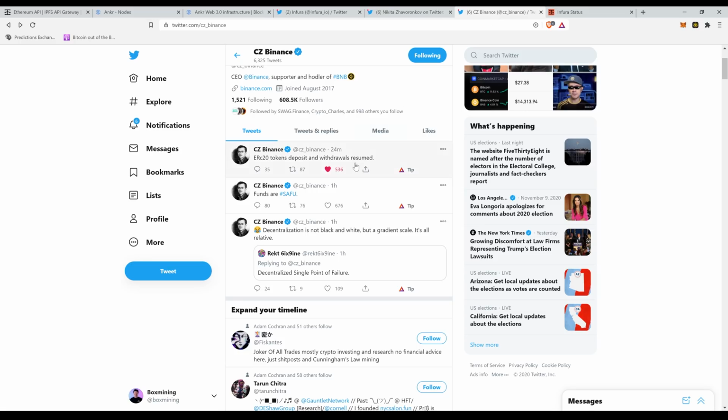So overall, I think it's not a big deal. I think people freaked out because they were caught off guard when withdrawals from Binance didn't work. And CZ had to tweet, oh, funds are safe, and ERC token deposits and withdrawals are back online. People were freaking out for those 2 hours. Overall, there was no rug pull. Funds are safe. No big deal here.